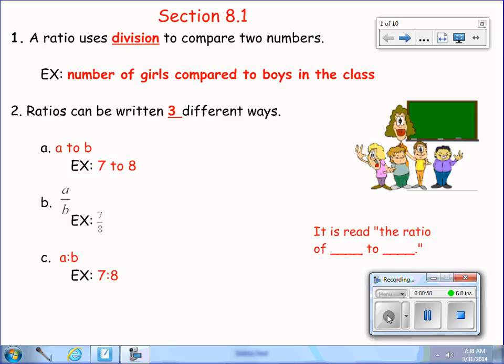So here are the three different ways to write ratios. You will be asked to write all three different ways of writing a ratio. All right, so let's be comfortable with all of them. They're always going to be in fraction form. That's another way to be able to determine. A ratio is noted as division, which is also fraction form. In the note right here, it says it is read the ratio of 7 to 8, the ratio of A to B. That's a correct way of reading it.